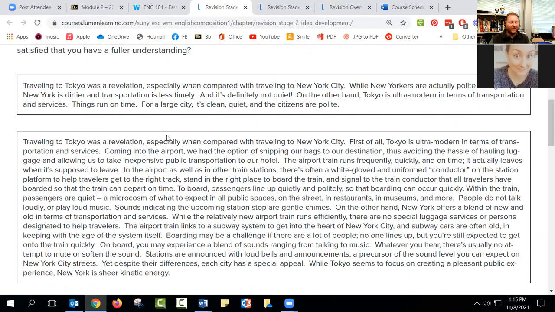So coming into the airport, we had the option of shipping our bags to our destination, thus avoiding the hassle of hauling luggage and allowing us to take inexpensive public transportation to our hotel. Oh, that's cool. I didn't know that. The airport train runs frequently, quickly, and on time. It actually leaves when it's supposed to leave. And at the airport, as well as in other train stations, there's often a white gloved and uniformed conductor on the station platform to help travelers get to the right track, stand in the right place to board the train, and signal to the train conductor that all travelers have boarded so that the train can depart on time.